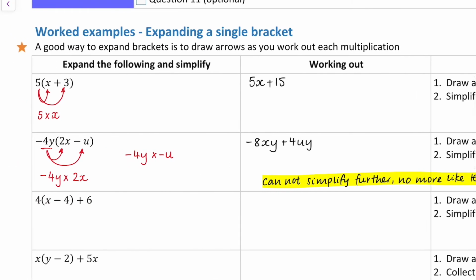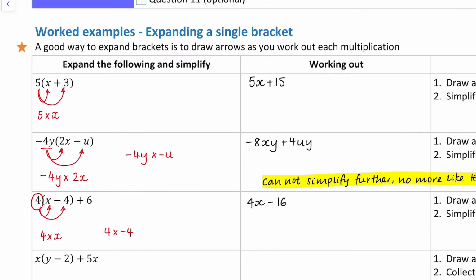Alright, so let's have a look at the next question. So here we have 4 times x minus 4, close the bracket, plus 6. So again, I'm going to apply the distributive law and I'm going to multiply this out. So 4 times x, and that will give me 4x. And then we've got 4 times negative 4. I'll just write that here. And that will give me negative 16.